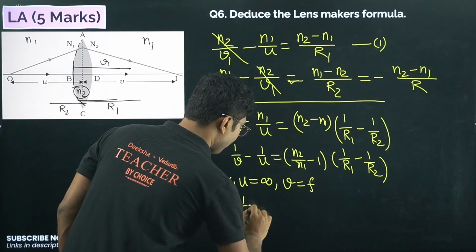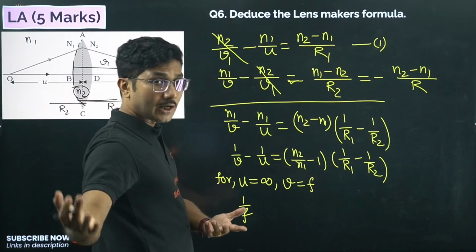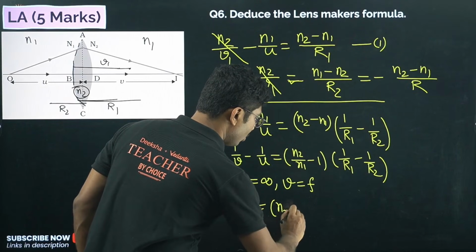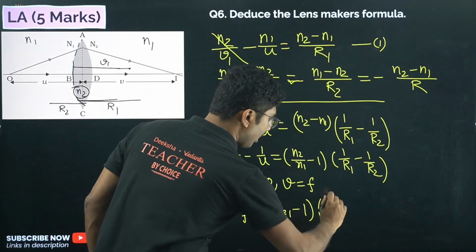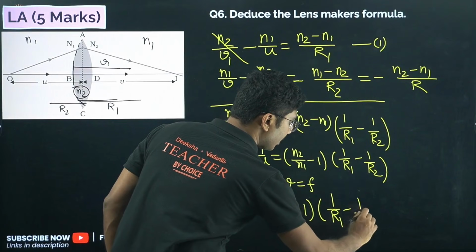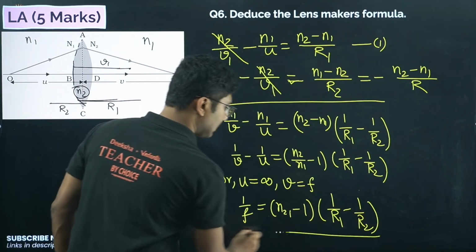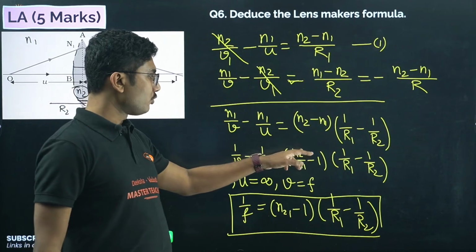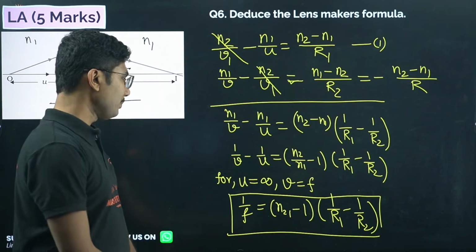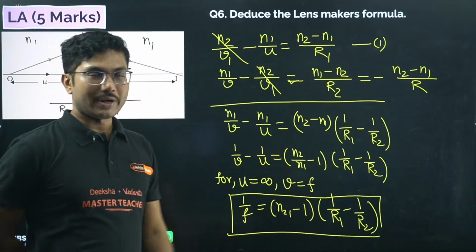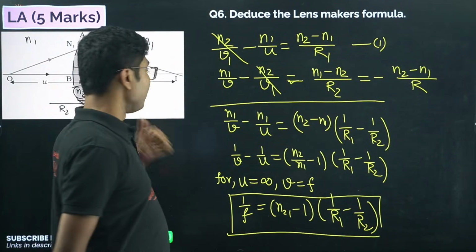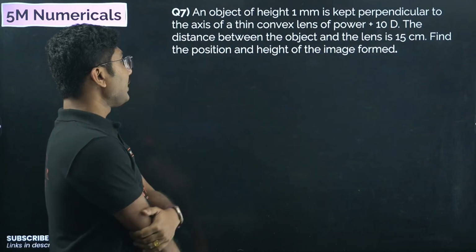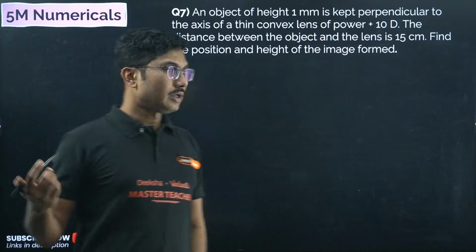So that's how we will use it over here. We'll say 1 upon f minus 1 upon infinity. 1 upon infinity is 0. So we will say 1 upon f equals (n21 minus 1) times (1 upon r1 minus 1 upon r2). Okay, this is the lens maker's equation. n2 divided by n1 is n21, so this is the relative refractive index of the medium of the lens. Clear? Now we will solve 3 numerical questions.